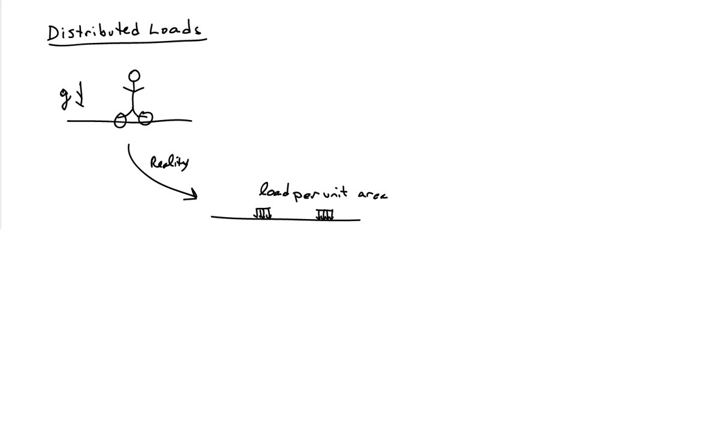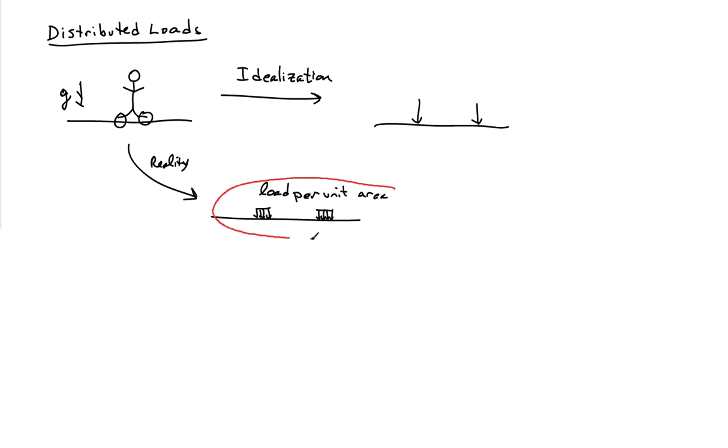Now, in the analyses that we've been doing so far, we would have considered this load through an idealization. We would have idealized it as a set of two point forces acting in the region someplace underneath the person's feet. Okay, so what we have over here in this picture, we have the reality of the situation, and over here we have sort of an idealization of this system.